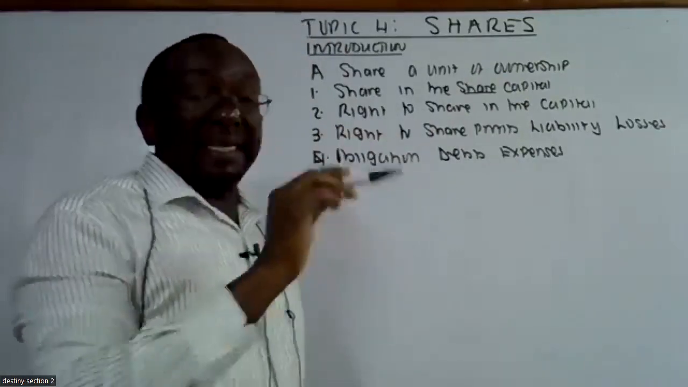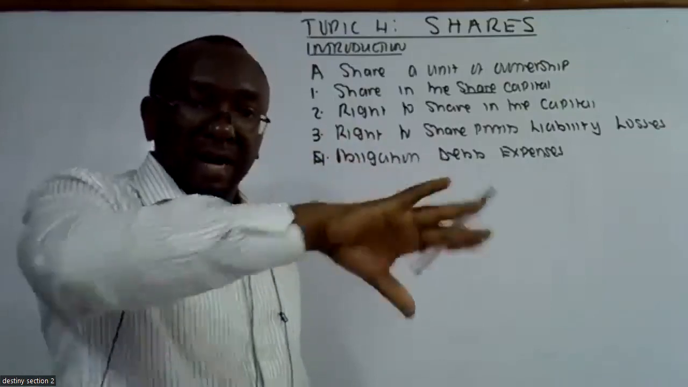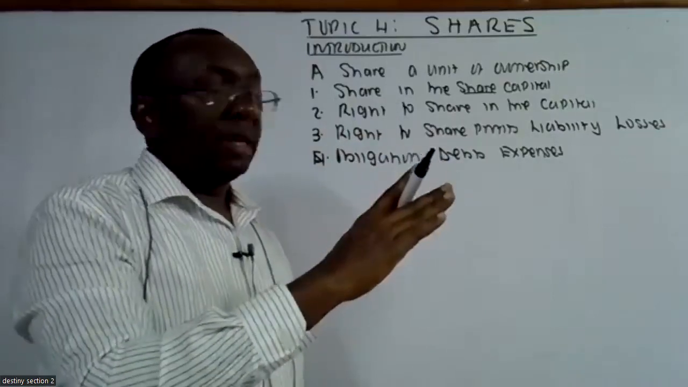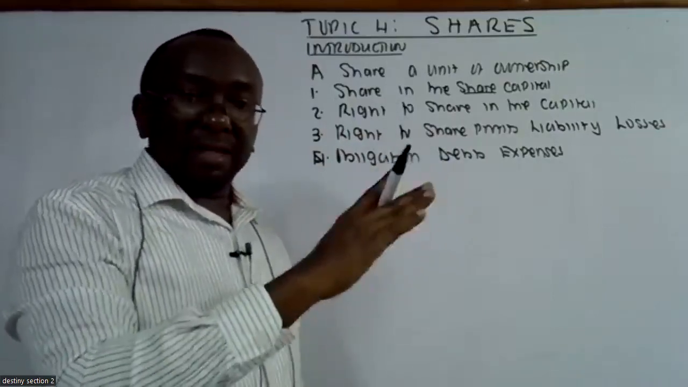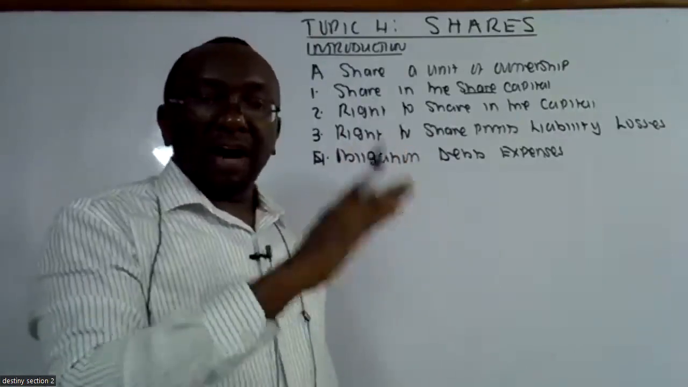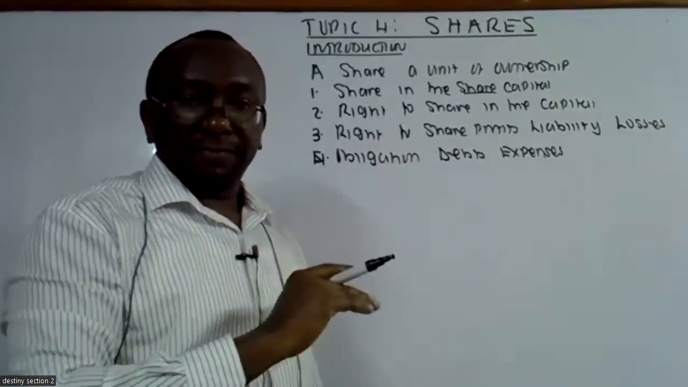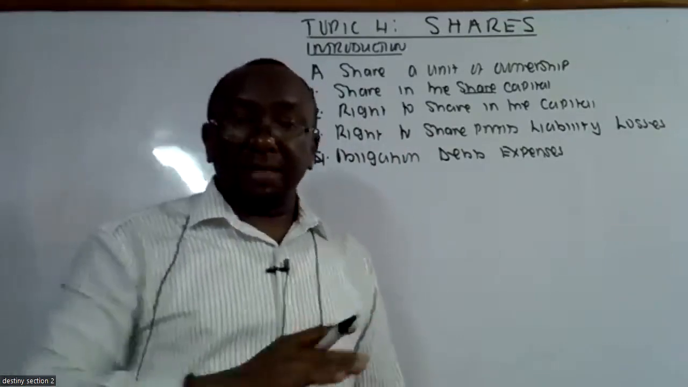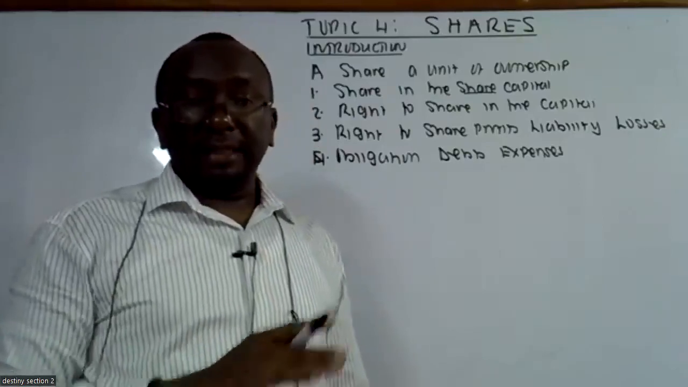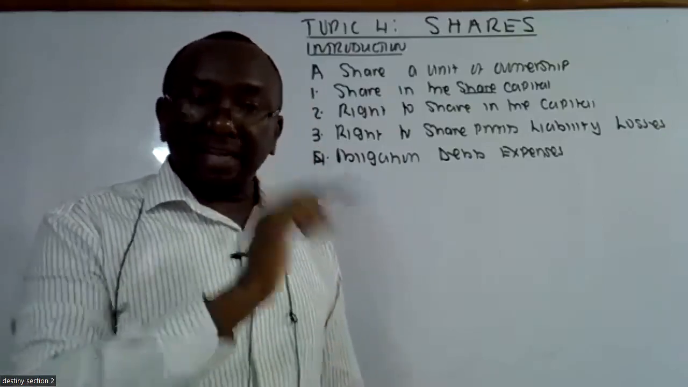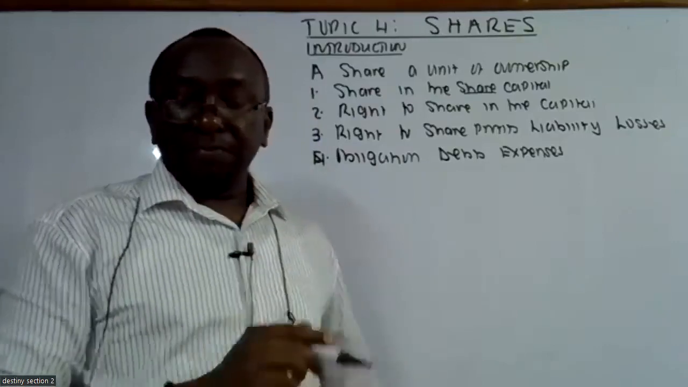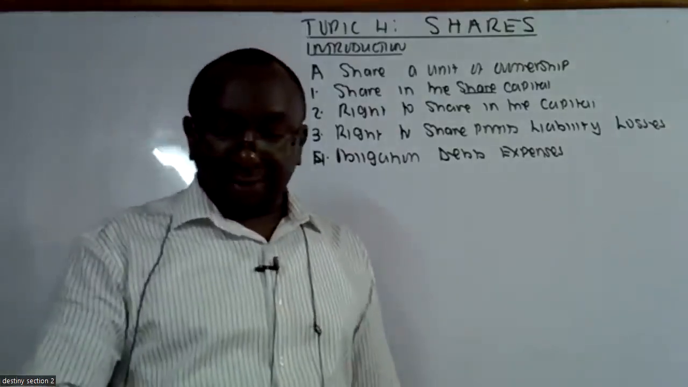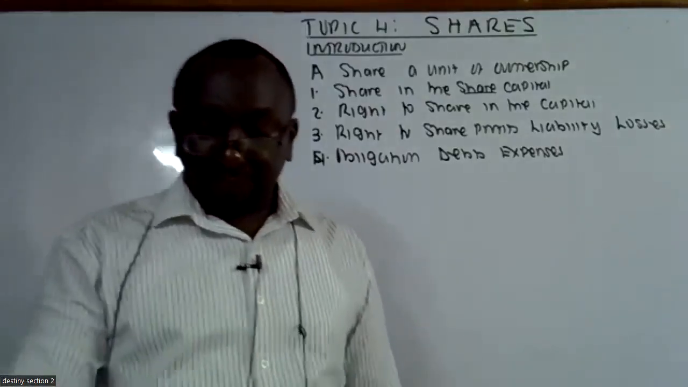Number two, it is a right to share. In case your capital is shared out, maybe your company is closing, you have a right to share. That's also a share. And then number three, when the company makes profits or losses, you have a right to share in those profits. So that is still a share. And number four, in case the company is incurring expenses and it is getting into debt, you have an obligation. A shareholder has an obligation to contribute to those losses, or rather to those expenses and the debts.